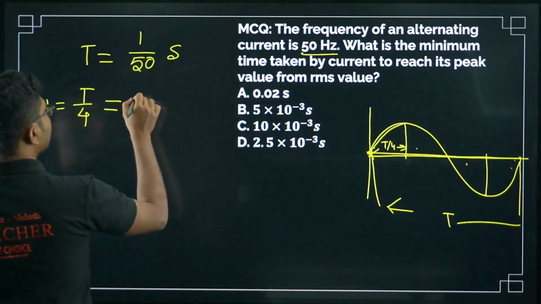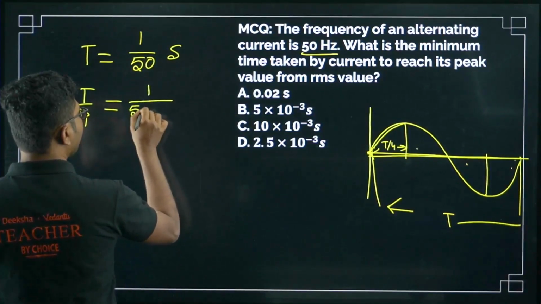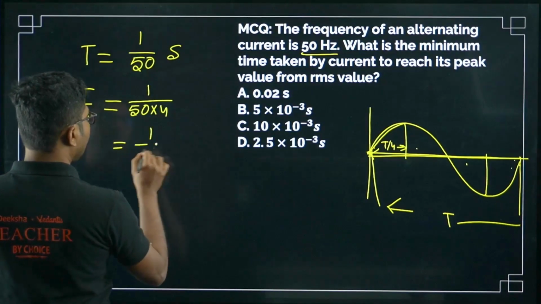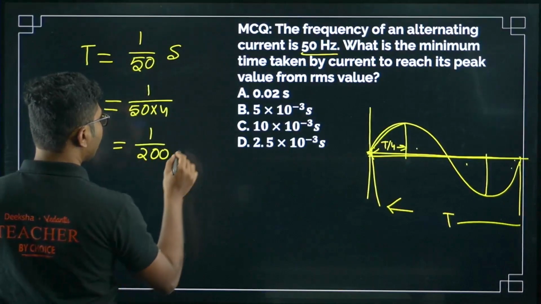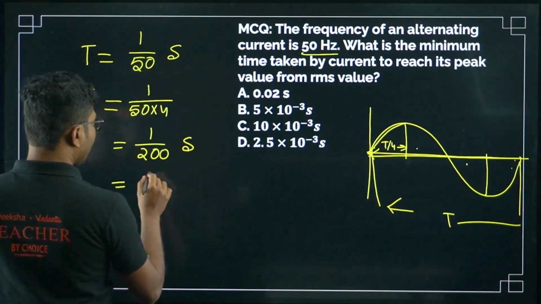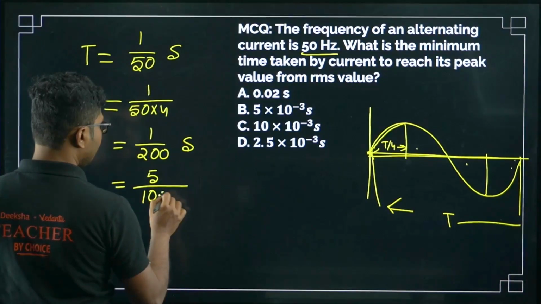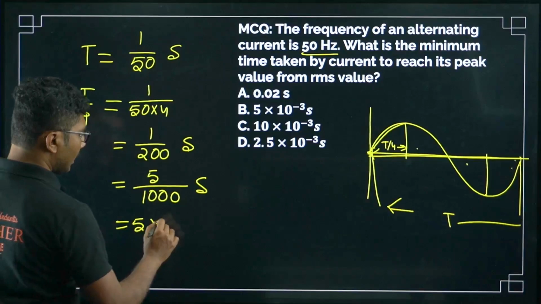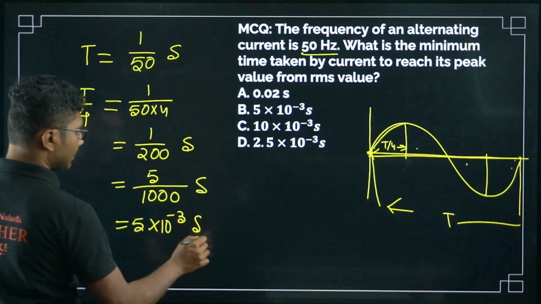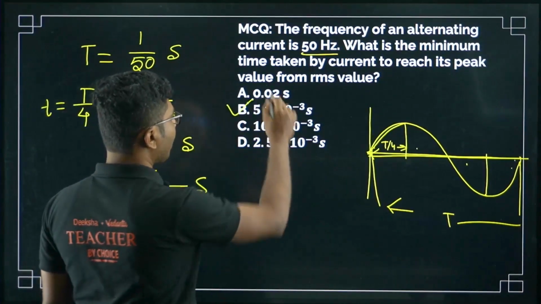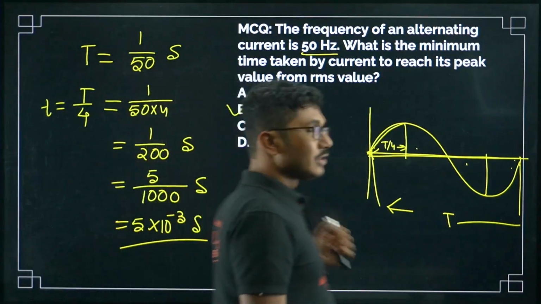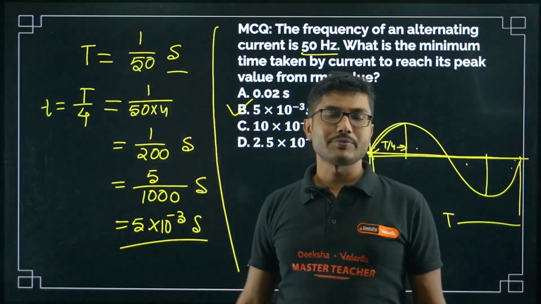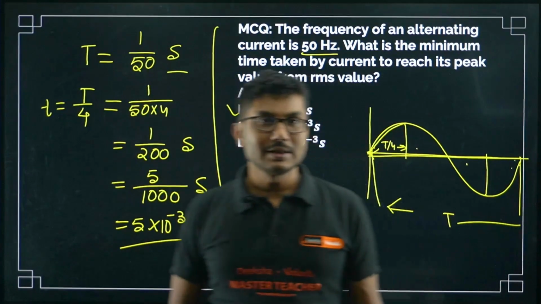That is equal to 1 by 50 into 4, that is 1 by 200 seconds. That can be written as 5 divided by 1000 seconds. So 5 into 10 to the power of minus 3 seconds is the answer. This is an easy question, but you need to know how to solve it. First you have to find the time period from the frequency, then you can solve this problem.